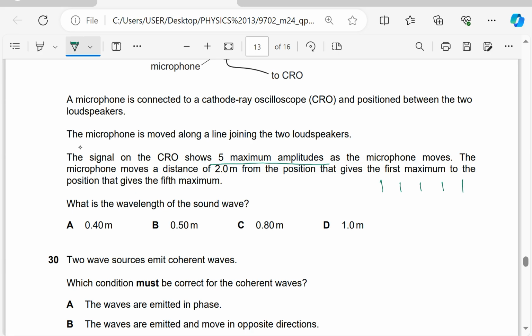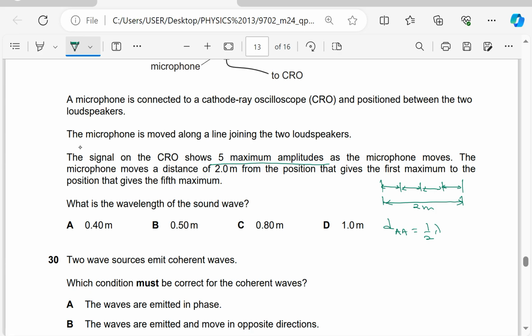The microphone moves a distance of 2 meters from the position that gives the first, that is from here, to the position that gives the fifth, that's up to here. So this distance is 2 meters. So this is 1, 2, 3, 4. Remember, the distance between an antinode and another antinode is always half wavelength. So the distance between a maximum and the next maximum is half wavelength.